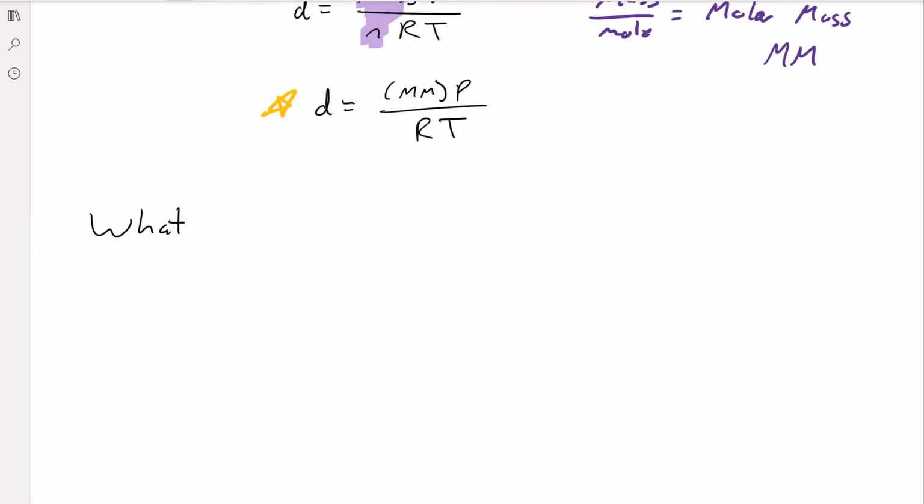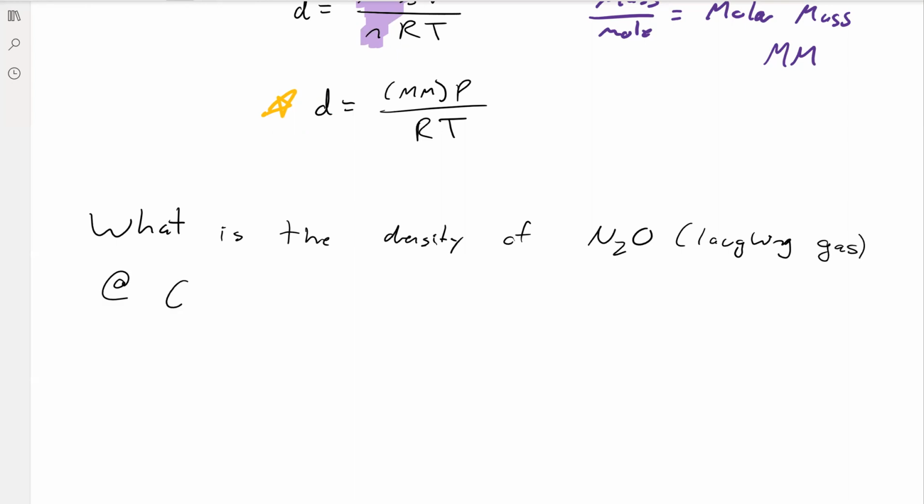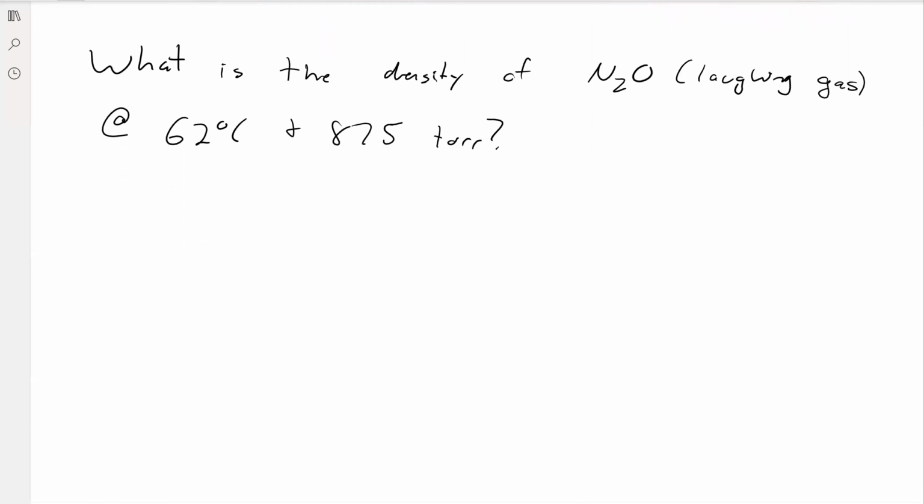So one example of the word problem is, what is the density of dinitrogen monoxide, which is laughing gas, at 62 degrees Celsius and 875 torr. The cool thing here is you don't have to have an amount of the gas, right? It's independent of that because it's density, that kind of thing. So pretty cool. Overall, it's just a plug and chug type of problem.